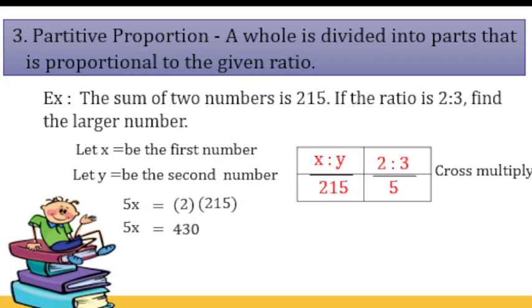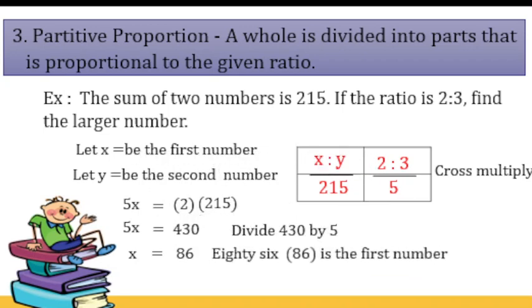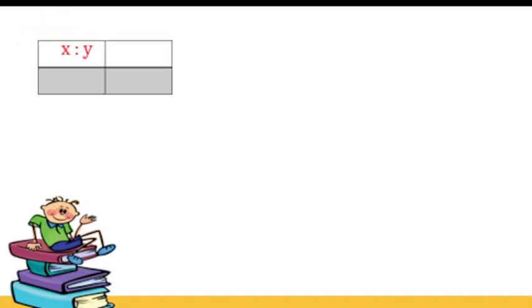And then divide 430 by 5. So the result is equal to 86. Again, our first number or the smaller number is 86. Okay, next. For the second, we have x plus y is equal to 215, and then 2 is to 3 is equal to 5.